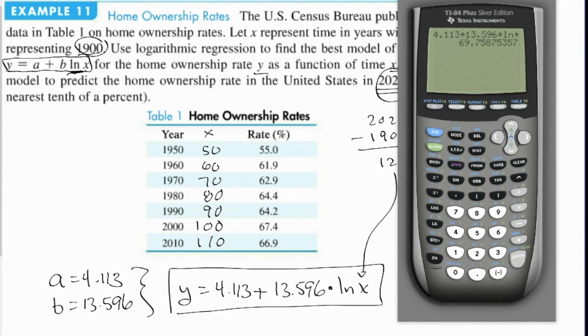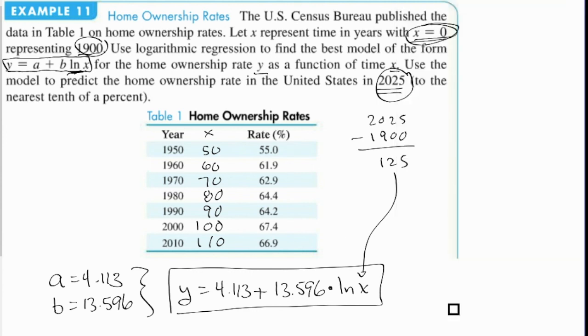And it looks like 69.8% is the home ownership rate for the year 2025. It seems to fit in line with the data trend. As home ownership rates keep increasing, we're on that path still.